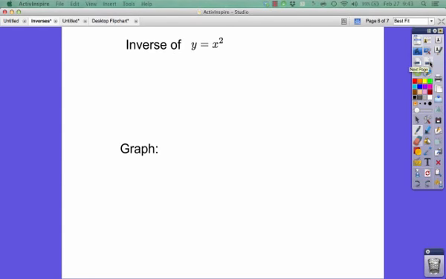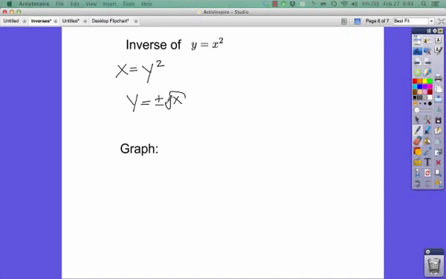Let's look at another function here just to give you an idea. Let's talk about the inverse of y equals x squared. Okay, what should this be? We switch the variables, and now we solve for y. How do we solve this? Square root both sides, so we end up with y equals what? Square root of x. But we're actually missing something. It's kind of interesting. Plus or minus.